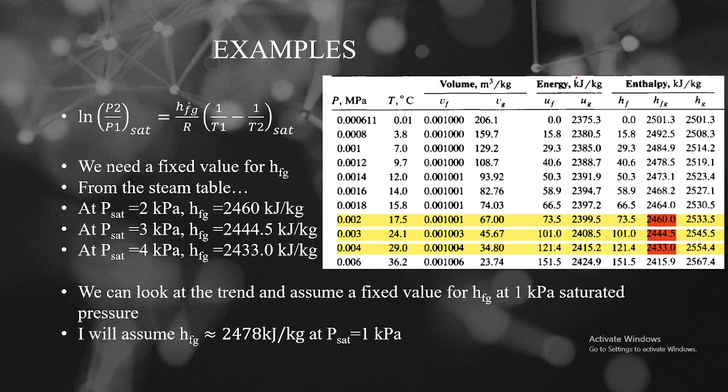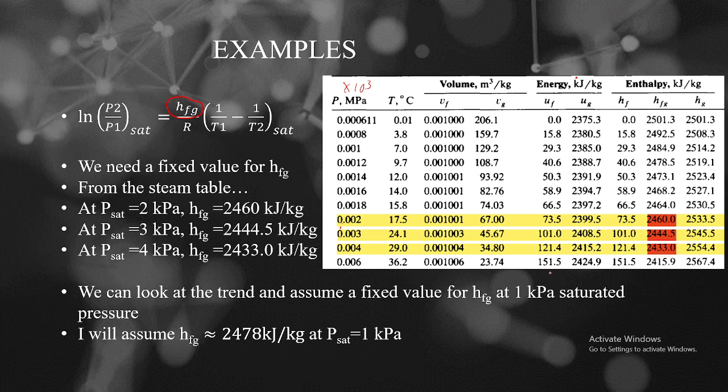So it means that we also need to find a value for HFG and for R. For our R, we already know our R is going to be 8.314 over 18, right? That's going to be the specific R. And now we need to get an approximation for HFG. So now let's go back to the steam tables. At 2 kilopascal, the HFG is 2460. This is in megapascal, so multiply everything by 10 to the power 2 to get it in kPa. So at 2 kilopascal, the HFG value was 2460, right? At 3 kilopascal, it was 2444.5. And then at 4 kilopascal, it was 2433.0.